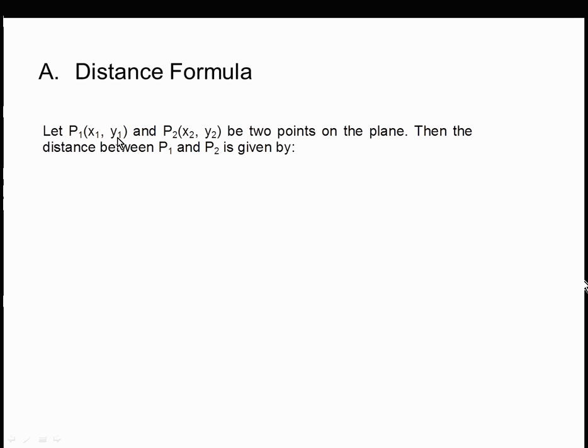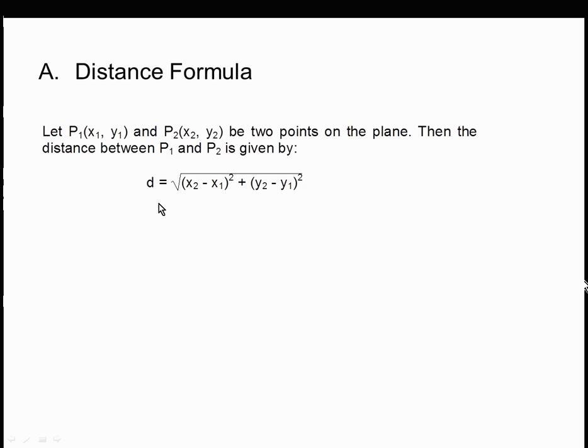The distance formula. We let P1 with coordinates x1, y1 and P2 with coordinates x2, y2 be 2 points on the plane. Okay, the little subscripts just say that these aren't really variables. They're going to be values made known to you. Then the distance between P1 and P2 is given by, okay, d for distance, it's equal to the square root of x2 minus x1 squared plus y2 minus y1 squared. So it's the difference in the x's squared plus the difference in the y's squared, and then take the square root. And yes, you should simplify the square roots.